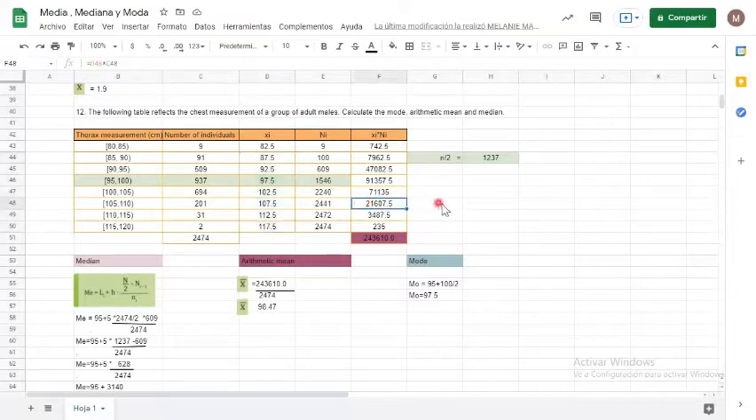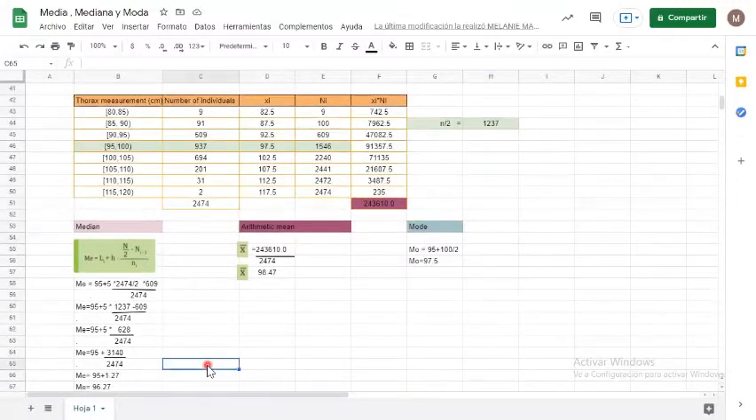Then we take out the accumulated absolute frequency, which is the sum of the absolute frequencies, so that in the last class we get the same amount as the number of data. In this case it will be 2474. To calculate the median, the first thing we have to know is which class to use.